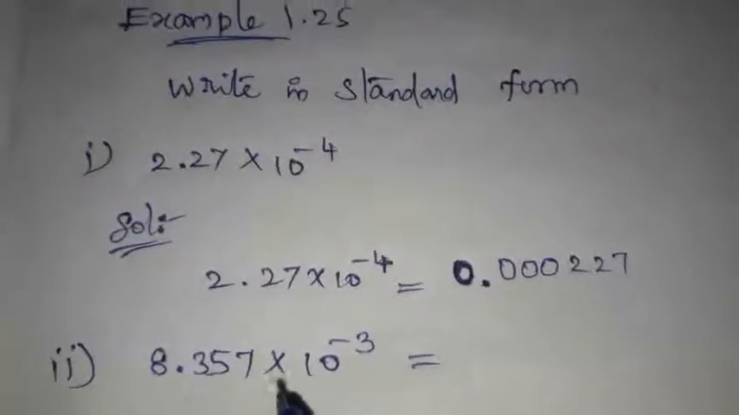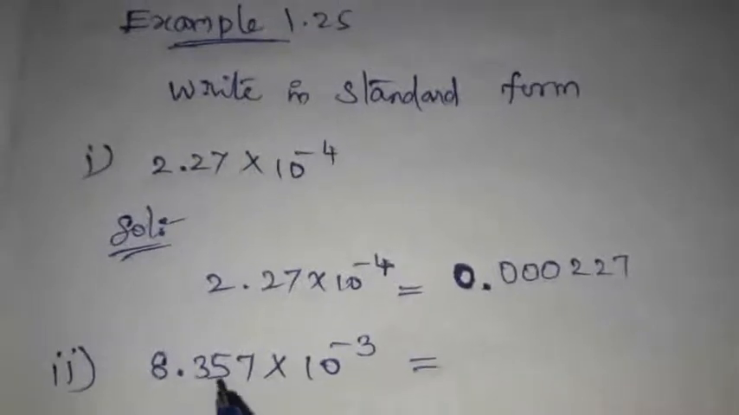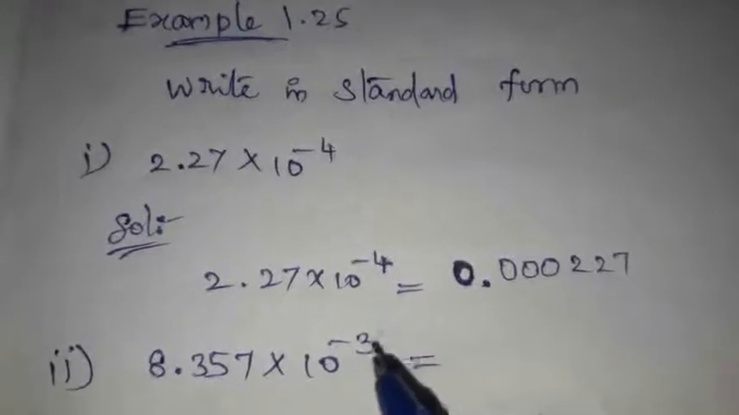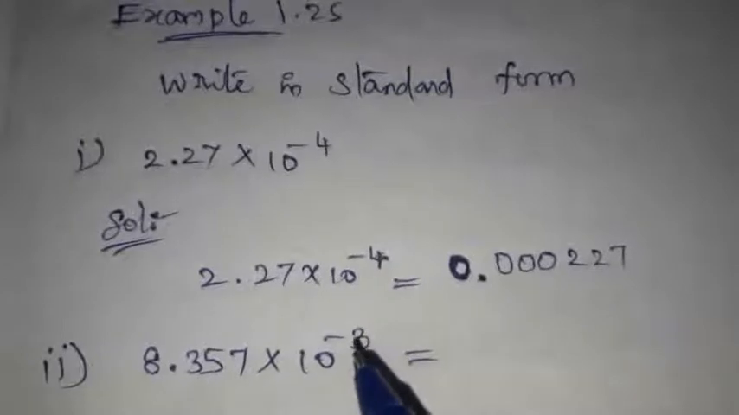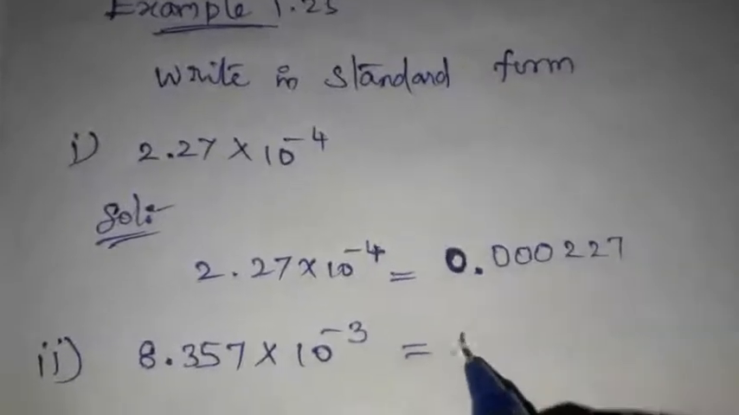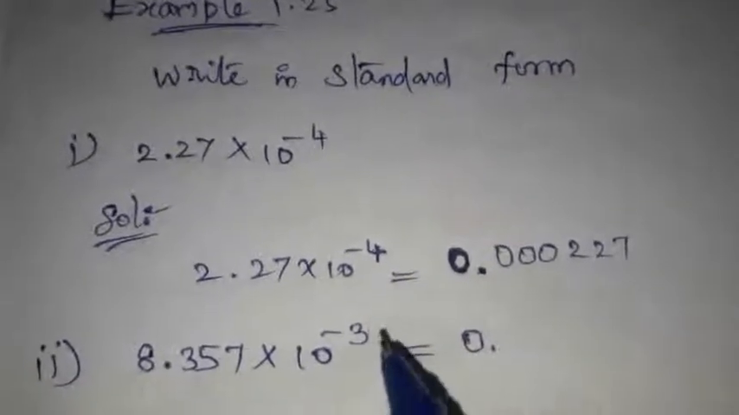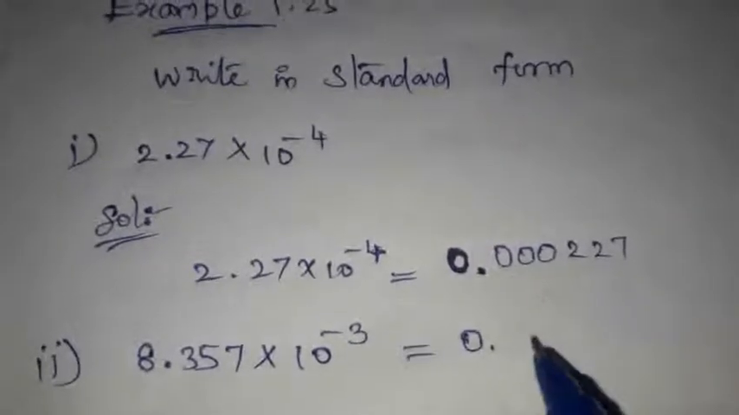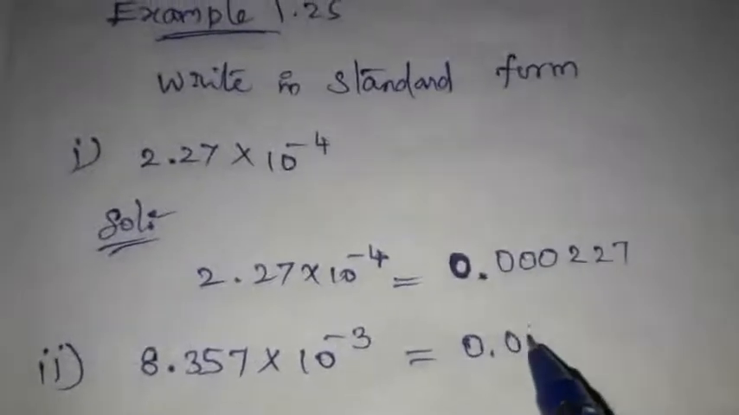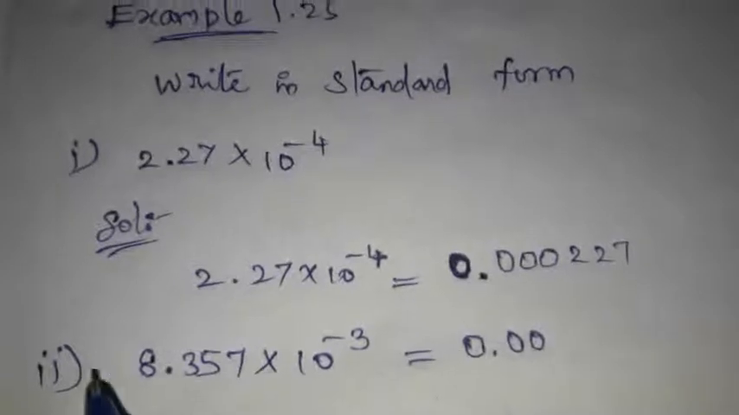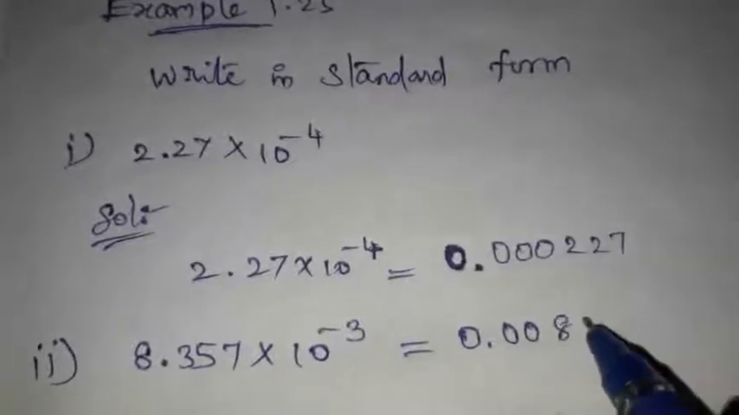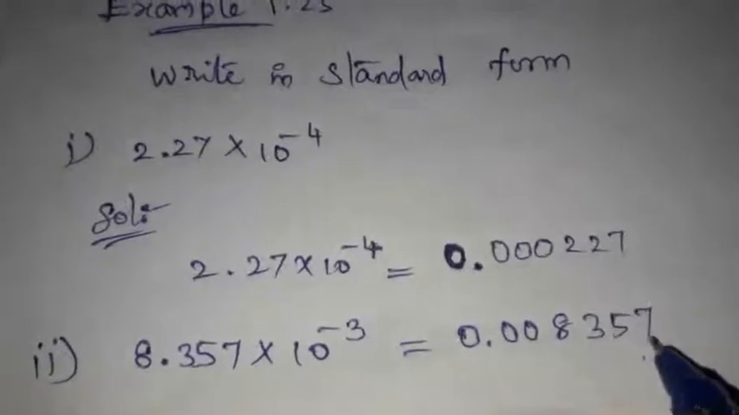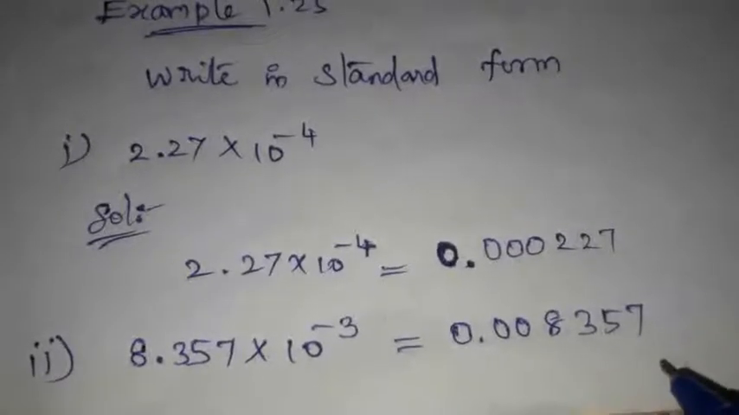Let us see the answer for another question. 8.357 into 10 to the power minus 3. Look at the power. It is a negative integer. So we have to start from 0 point. The power is 3. So we have to write 2 zeros here: 1, 2. Then we have to write the numbers 8, 3, 5, 7. This is the answer for this question.